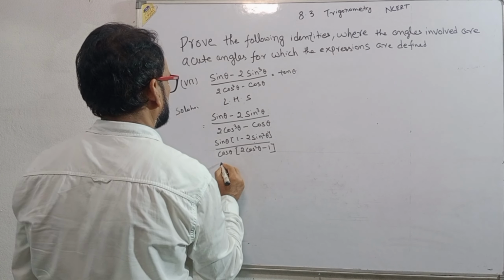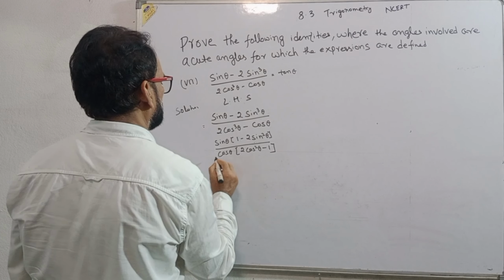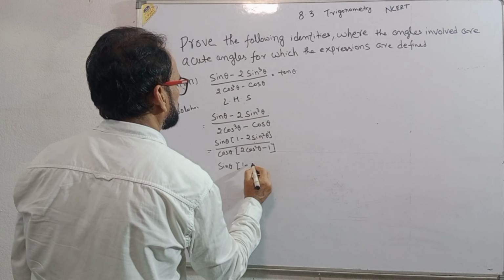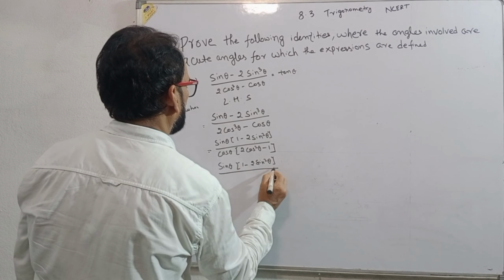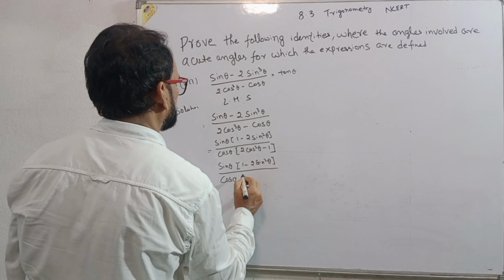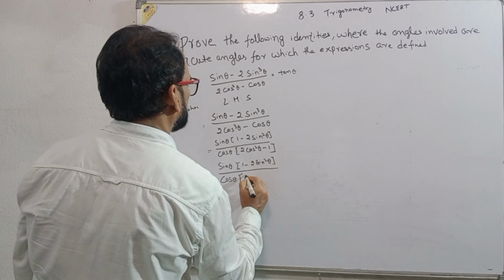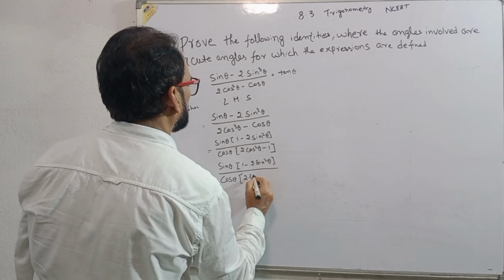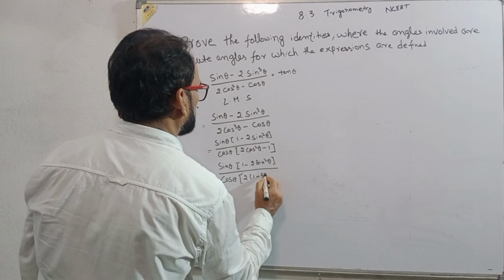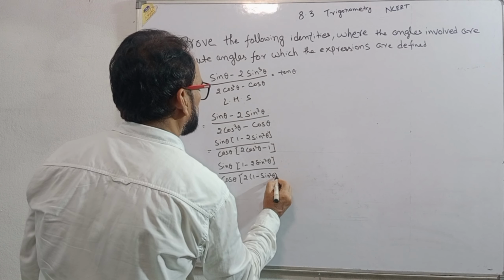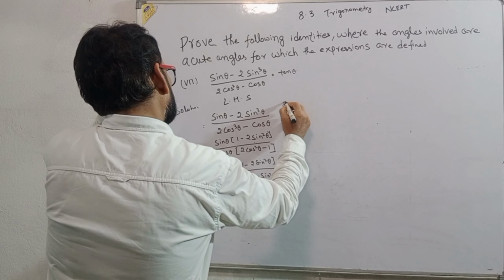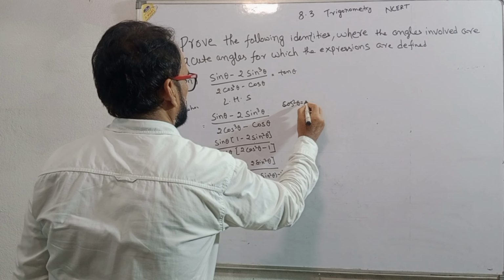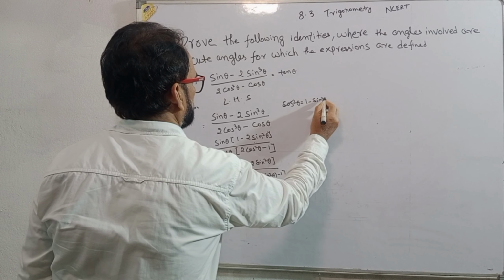Here, sin theta into 1 minus 2 sin square theta, divided by cos theta into 2 times 1 minus sin square theta. We know this one, cos square theta equals 1 minus sin square theta.